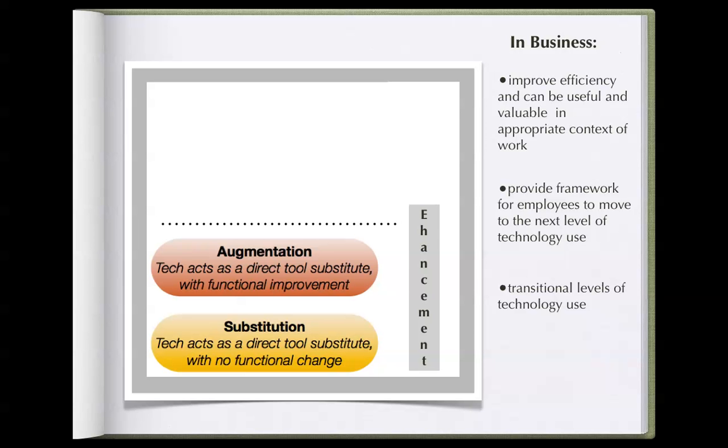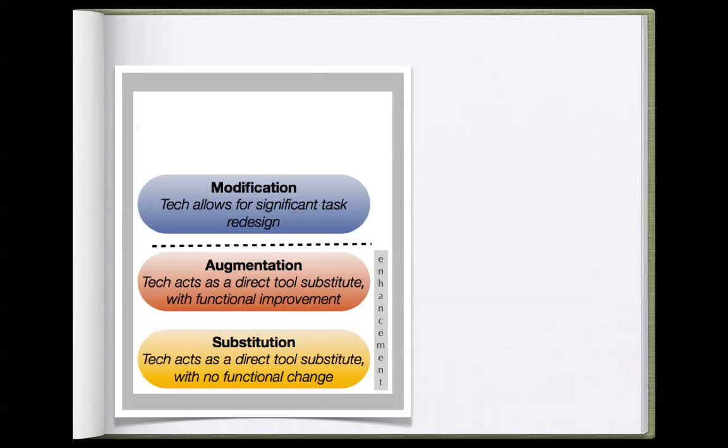These 2 levels of technology use are very transitional levels of technology use. If a business were to remain at the substitution and augmentation level, they will see very little growth or change in their business performance. These are the 2 lower levels of the SAMR model.